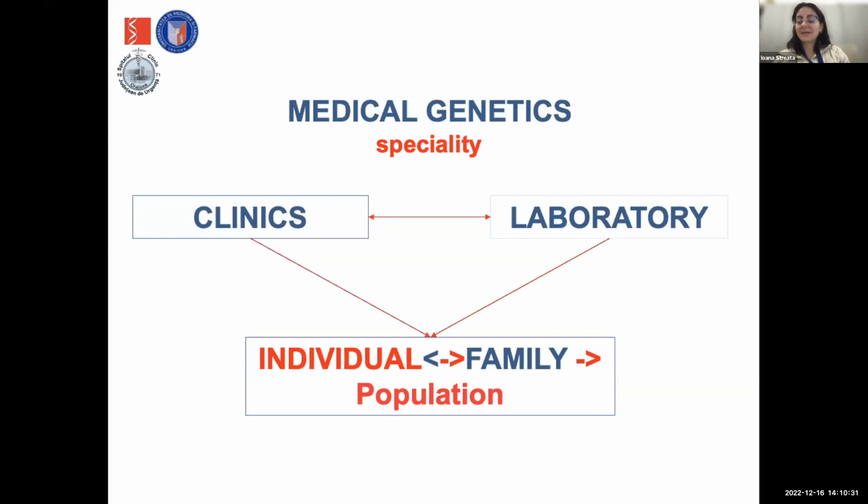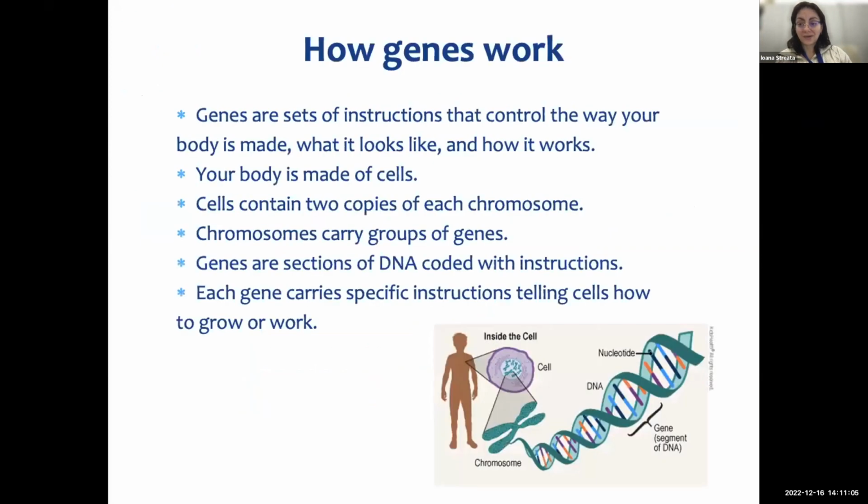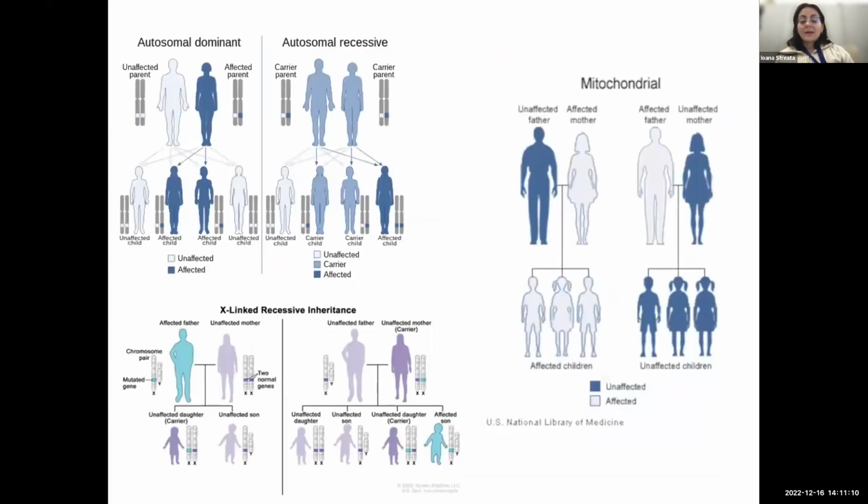as main target or main activity not only the patient, the individual, but also his or her family, and in this way the entire population, because a genetic disease is not only the disease of the individual, it affects the family and also the people around. So it's important to find the genetic cause of the pathology.